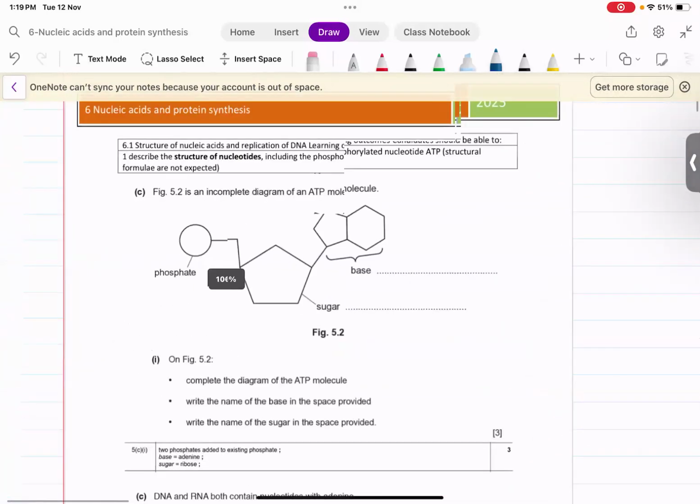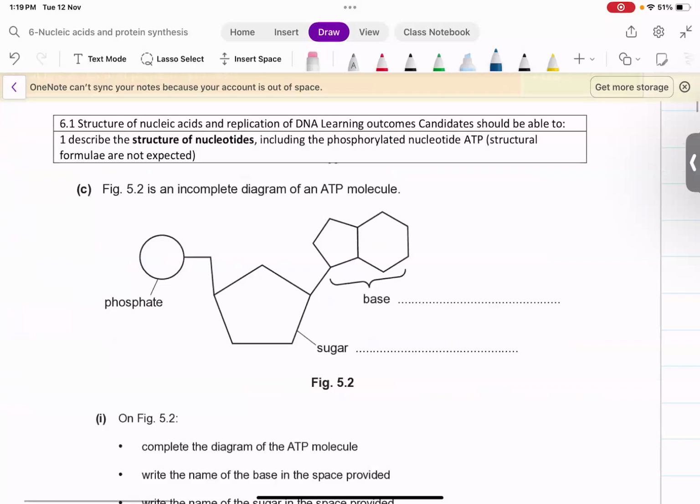We have this: describe the structure of nucleotides, including the phosphorylated nucleotide ATP. Structural formulas are not expected, so we don't need to know the structure of ribose sugar or deoxyribose sugar or nitrogen bases, etc. So figure 5.2 is an incomplete diagram of an ATP molecule. This is sugar, this is base, and this is phosphate group. So the sugar is a ribose sugar in this case.